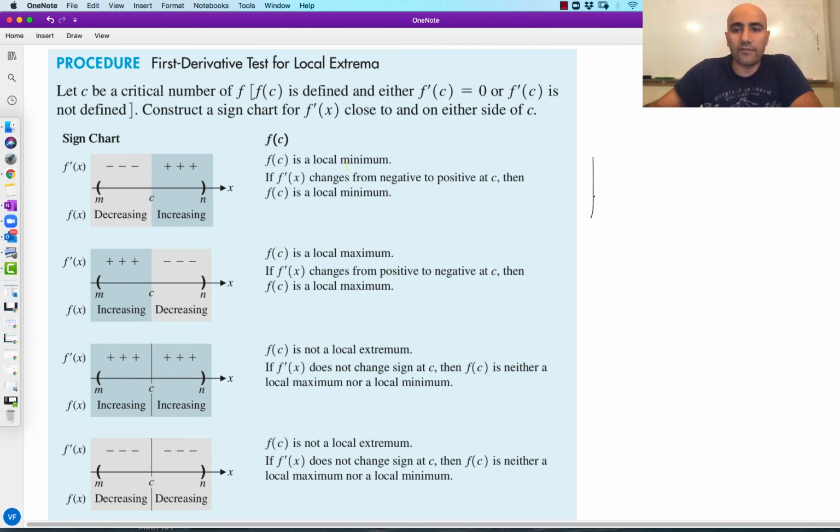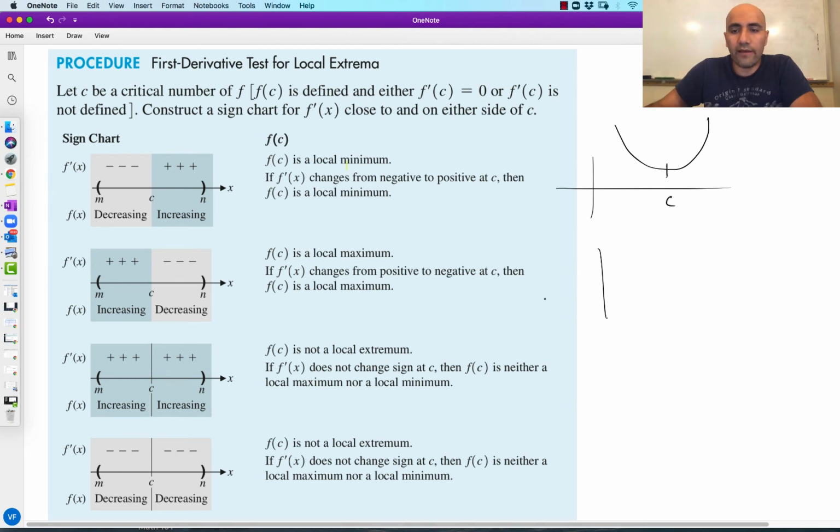So here we have something that looks like this. We have a function that looks like that. And if we think about all the tangent lines, at c here, they're going to go from having negative slopes to having positive slopes. Therefore, we have a local minimum there.